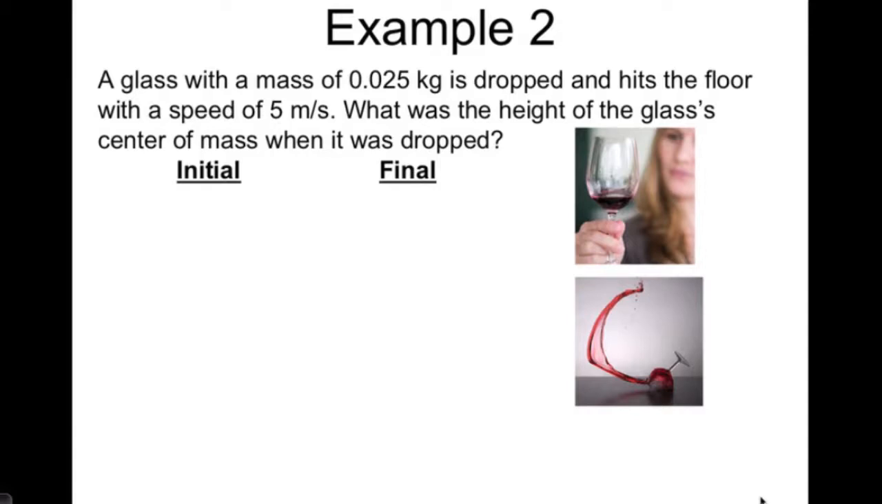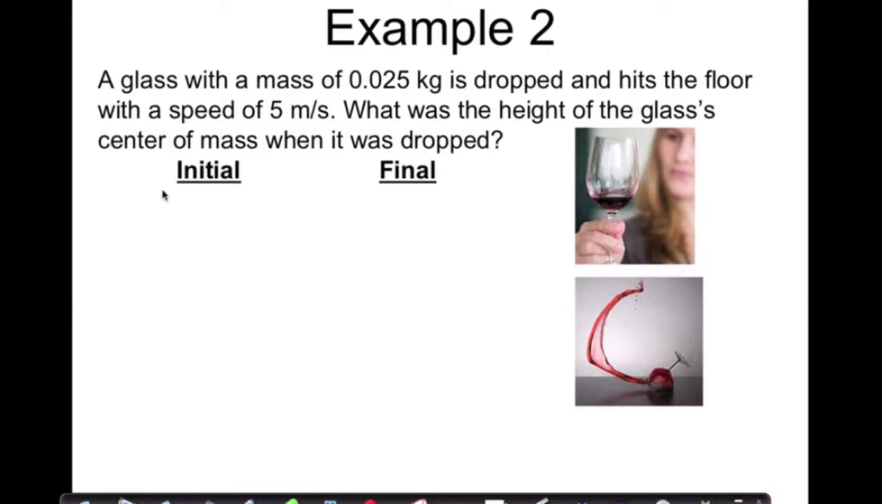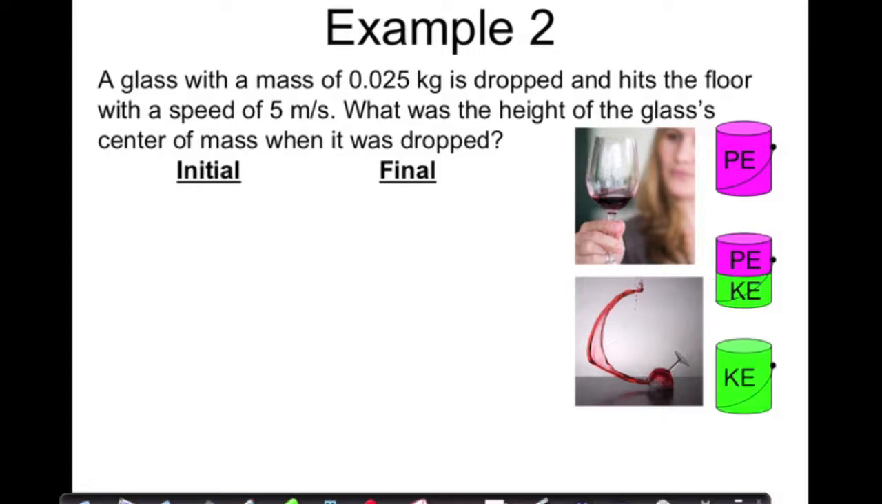Okay, here's another example. A glass with a mass of 0.025 kilograms is dropped and hits the floor with a speed of 5 meters per second. What was the height of the glass's center of mass when it was dropped? Okay, for this problem, we're going to need to start with our energy initial, which is going to equal our energy final.